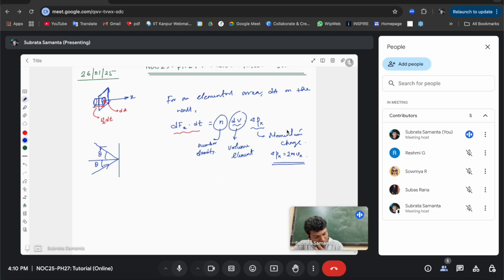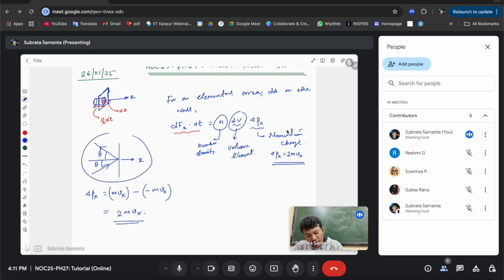Because of this, if this is the x direction, the change in momentum is only in x. The y component and z component cancel, and only the x component is left. So m vx is the momentum in the x direction, minus (minus m vx). The total is basically 2m vx. So during this process, the change in momentum is 2m times vx.